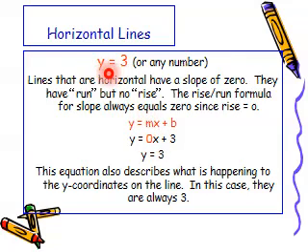Or you could just be smart and remember a horizontal line is always going to be y equals something. It's always going to be the y coordinate of a point it goes through. So if we have a horizontal line that goes through the point 1, 3, what's the y coordinate of that point? 3. So the equation for that horizontal line, y equals 3. A horizontal line that goes through the point 7, -8. What's the y coordinate of that point? -8. So the equation for that line, y equals -8.